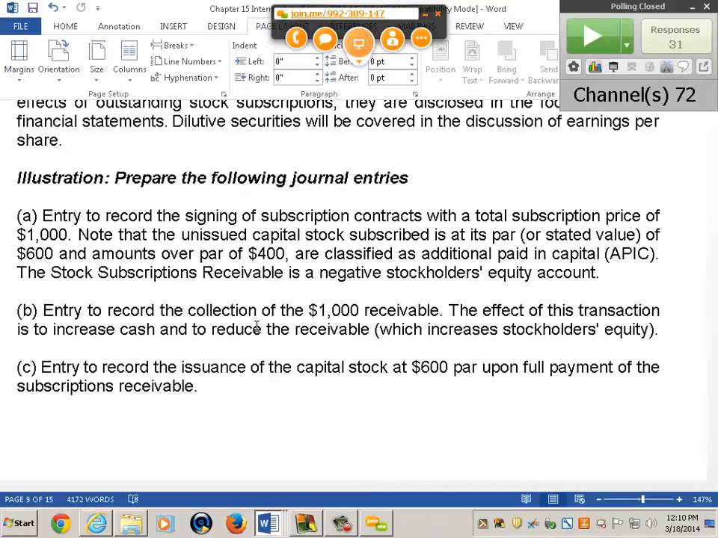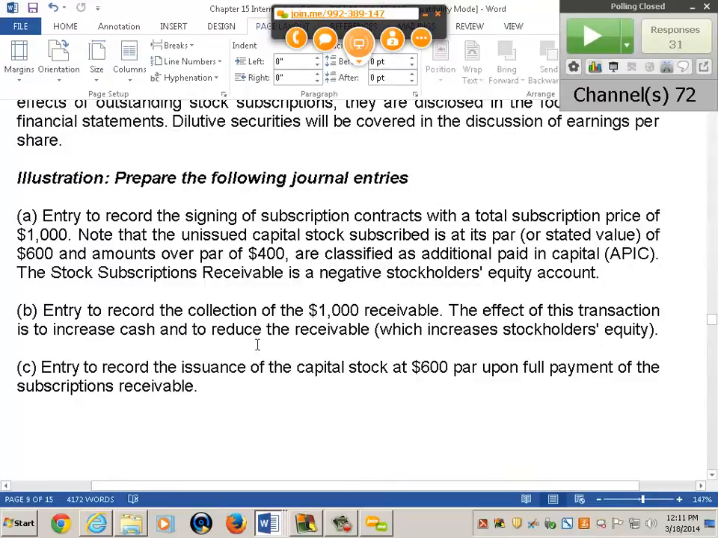And the most important thing is that you can typically only issue the stock if you have full collection. So just think, if you're working for J&J and they're taking a couple of bucks out of your salary every week, they're not going to issue fractional shares every week. They're going to wait until you have enough to buy a share of stock, and then they'll issue the shares. So the stock is not issued unless they're paid in full.